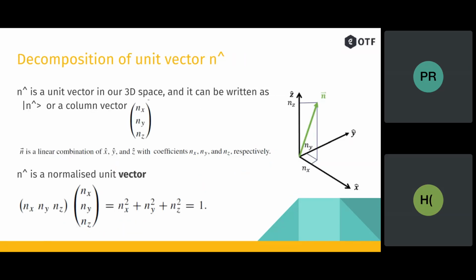So I'll show you the diagram. Here is the n direction. So x, y, z, you are just mapping them according to n as components, and I want to represent them as a combination. So vector n with components nx, ny, nz.